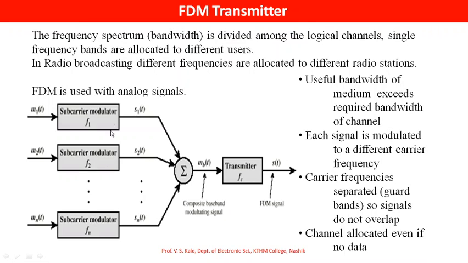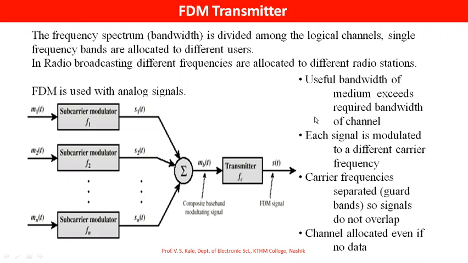All these signals are combined and generate an Mb(t) signal. It's called a composite baseband modulating signal, and this is given to the transmitter, and this transmitter transmits the FDM signal which is denoted by S(t). So this S(t) includes all the modulated signals which are combined from the original signals M1(t) up to Mn(t). This is the transmitted signal.